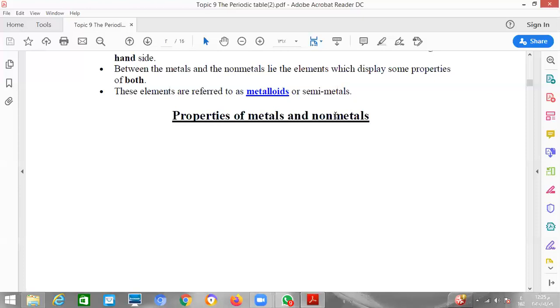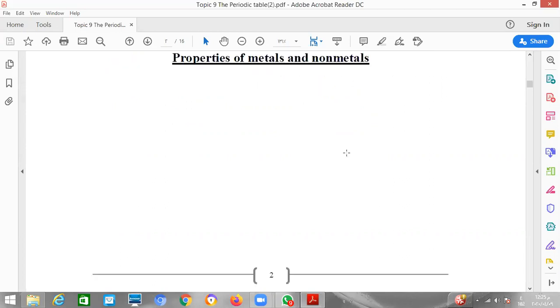If I ask you, for example, about copper, give me the reason why we make wires for electrical conductors from copper, because copper is ductile. Yes, ductile, it can be drawn into wires.